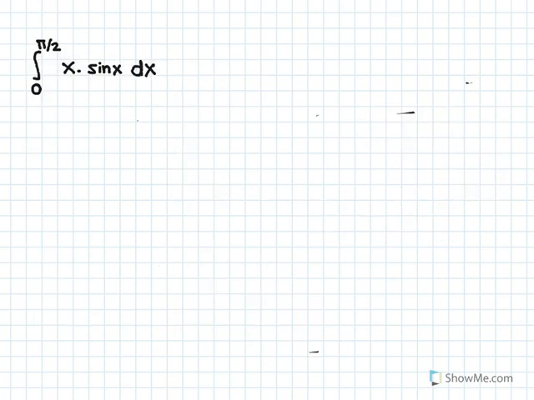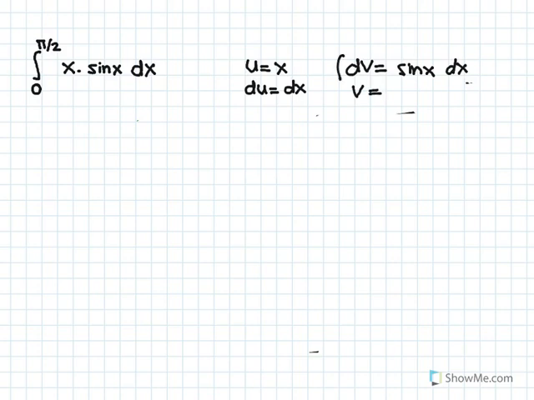Alright, so what we have is the integral from 0 to pi over 2 of x sine x dx, and our choice for u is x. Its derivative du is equal to dx. dv is equal to sine x dx. And integrating both sides, we get v is equal to the integral of sine x, which is negative cos x.